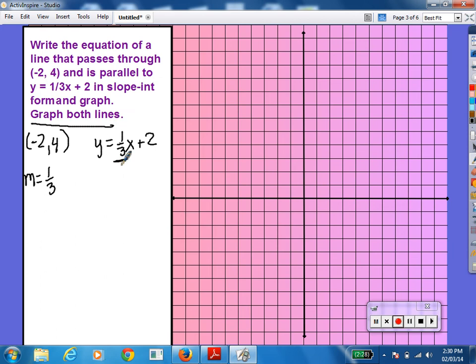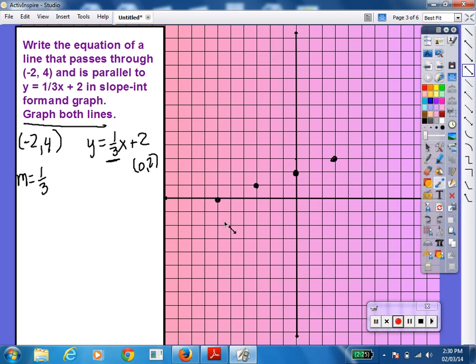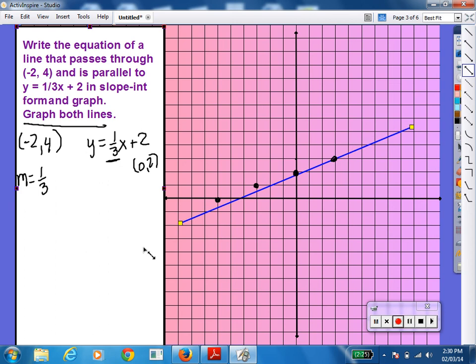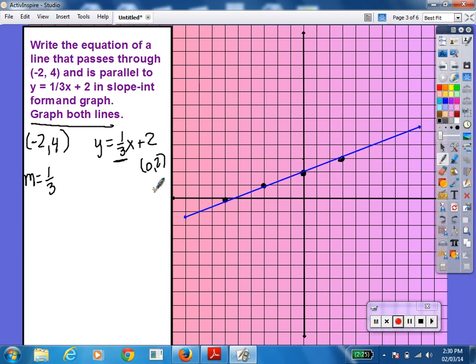Now we have to graph both lines. So let's go graph this one really fast. Our y-intercept is 0, 2, so that's where it's going to cross the y-axis. It's got a rise of 1 and a run of 3. So from that point, we rise 1, run 3. Let's go the opposite direction so we can cross our x-axis. Down 1, left 3, down 1, left 3. There's our x-intercept. So here's our original line.